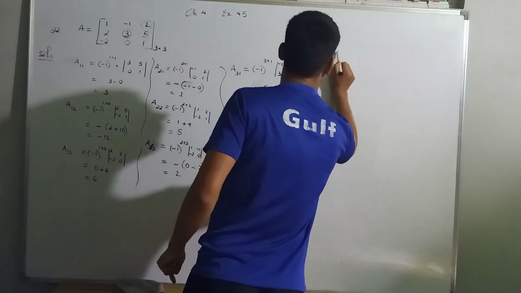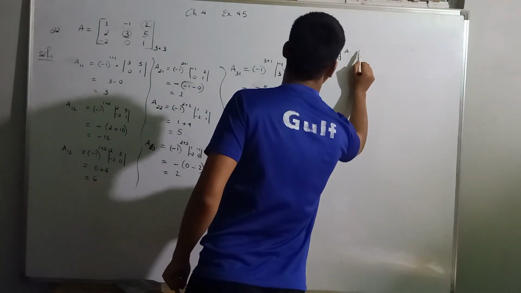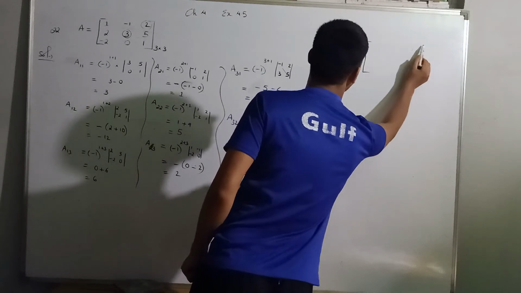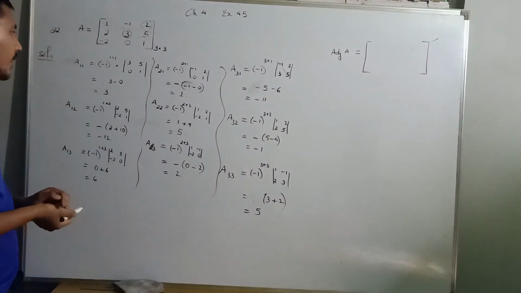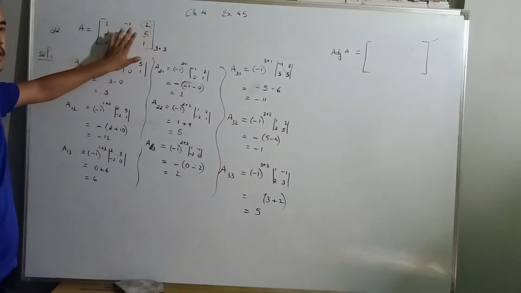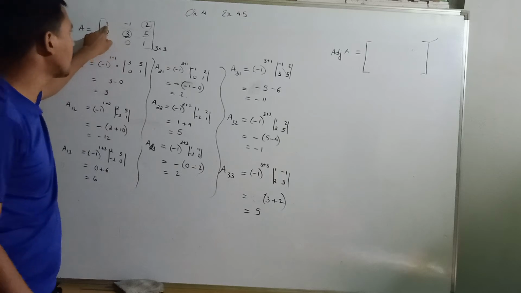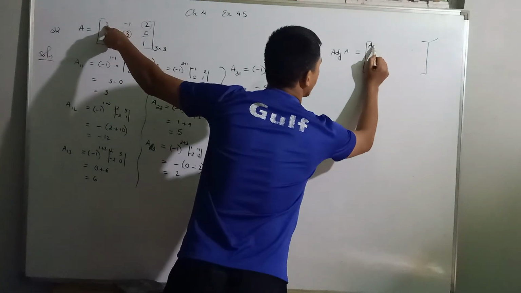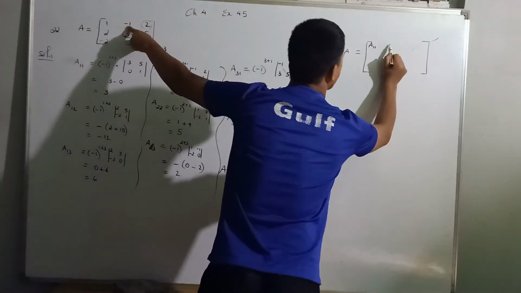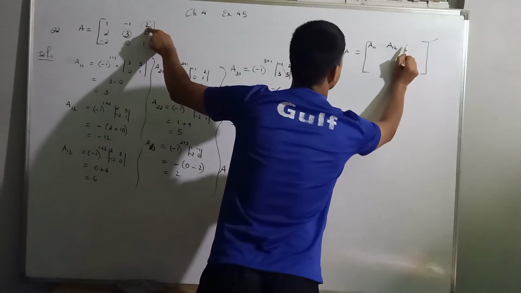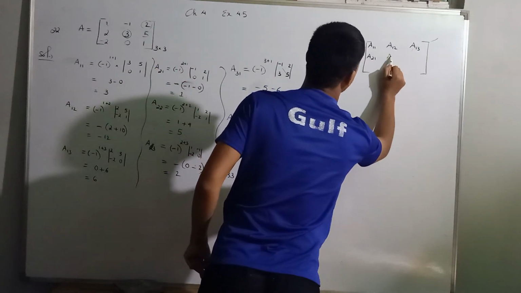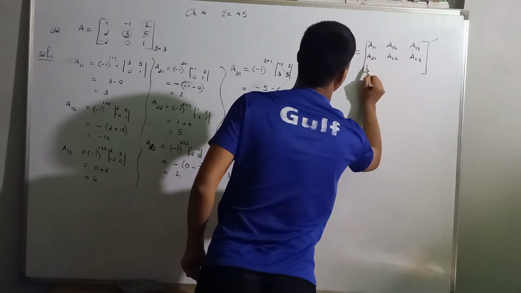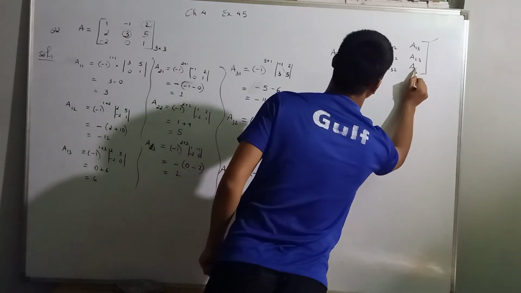So your adjoint of A is given by what? The transpose of the cofactors of the elements of this matrix, right? Cofactor of this element will be capital A11, this one capital A12, this one capital A13, then capital A21, A22, A23, A31, A32, A33.